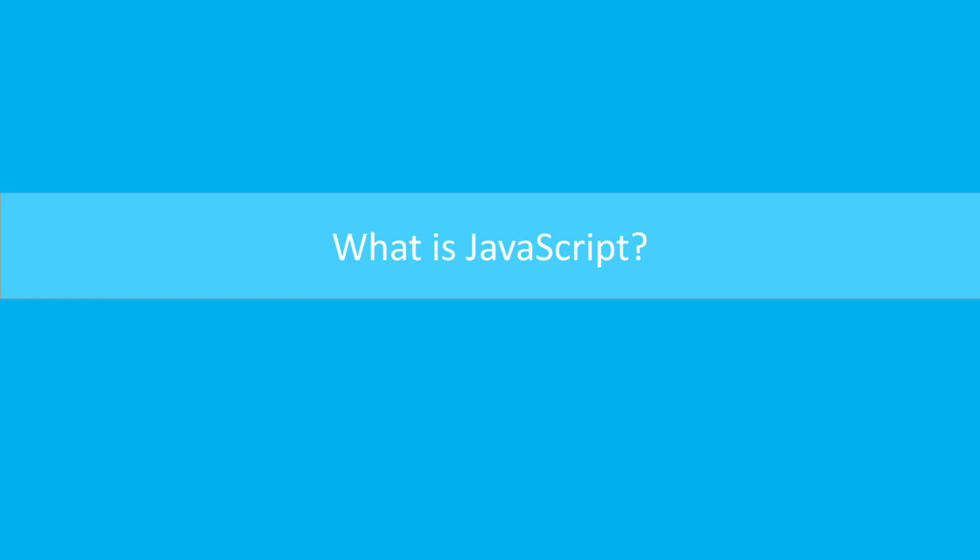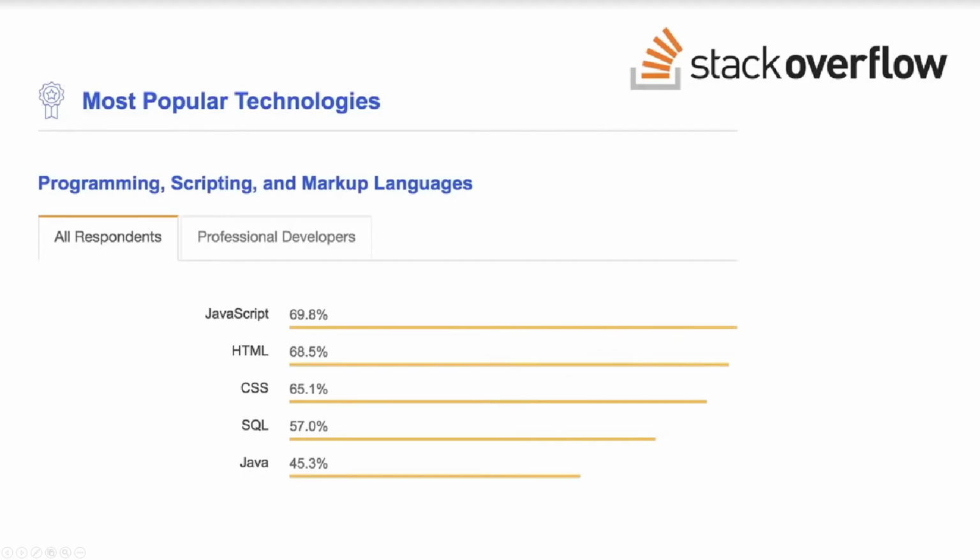What is JavaScript? JavaScript is one of the most popular and widely used programming languages in the world right now. It's growing faster than any other programming language, and big companies like Netflix, Walmart, and PayPal build entire applications around JavaScript.